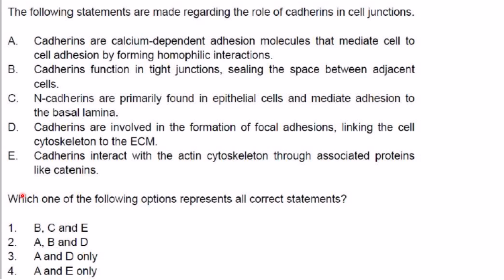And how do cadherins cause this cell-cell adhesion? By forming homophilic interaction. What is this homophilic interaction? Cadherins bind to other cadherins of the same type on nearby cells, forming homophilic interaction. So, one cadherin of this cell will bind to the cadherin of the same type on an adjacent cell, forming homophilic, same type interaction. So, A is correct.